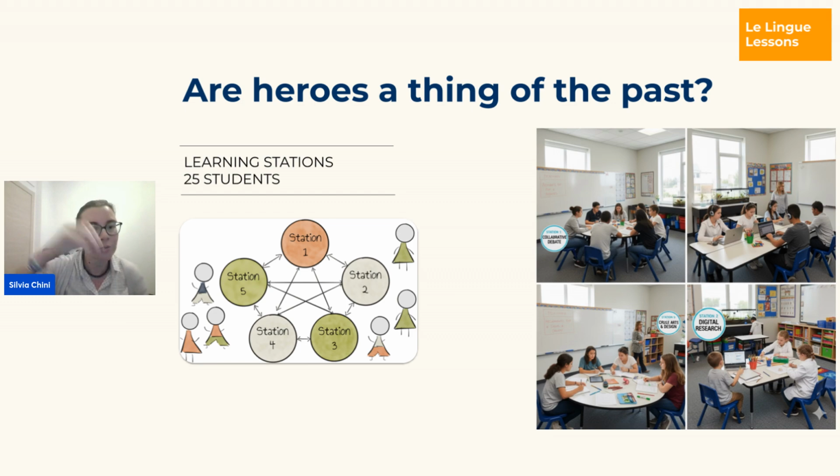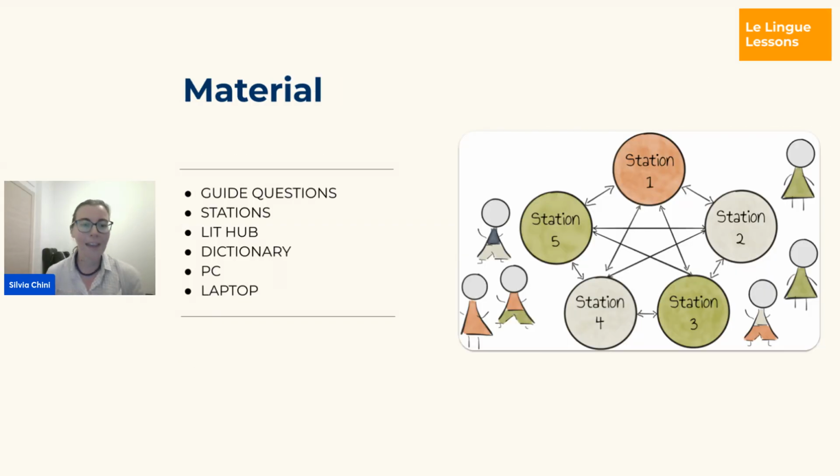They can autonomously choose the station to start with or the station to go to, okay? And they have different activities in the stations. Here in the picture, you can see some of them. So a digital research, a listening, a reading, or a collaborative debate, or whatever you want to give them, okay?